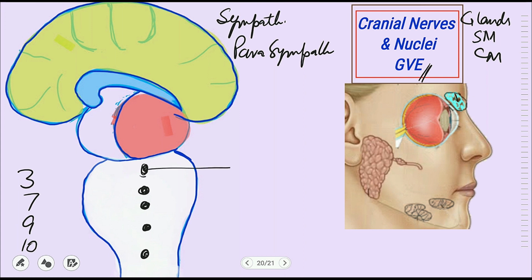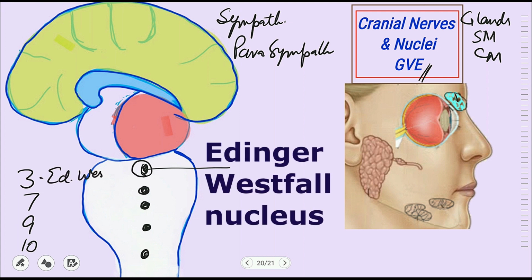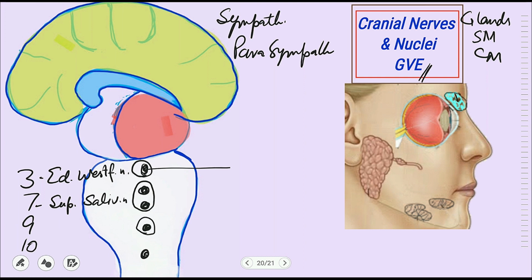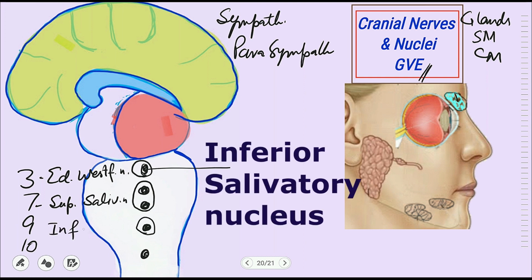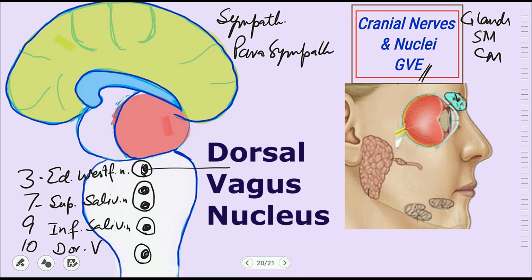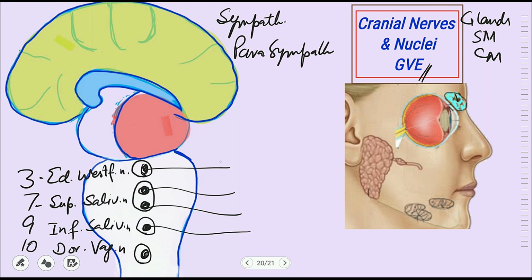The preganglionic neuron related with the third cranial nerve is known as the Edinger-Westphal nucleus. And the preganglionic neuron related with the seventh cranial nerve is known as the superior salivatory nucleus. And the preganglionic neuron related with the ninth cranial nerve is known as the inferior salivatory nucleus. And the preganglionic neuron of the vagus nerve is known as the dorsal vagal nucleus. The preganglionic neuron will come out of the brain and will synapse with the postganglionic neuron outside the central nervous system. So these are the ganglia.